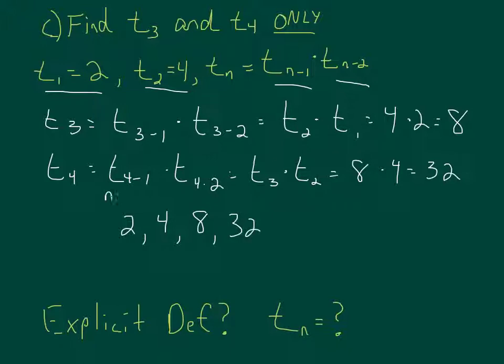Your n's: 1, 2, 3, 4. Is there a pattern? Let's see here. Multiply by 2, multiply by 2. Oh, but then you multiply by 4, so that doesn't work. The next term, just FYI, would be 256. You know what? There's no arithmetic pattern. There's no geometric pattern. This must be a neither.